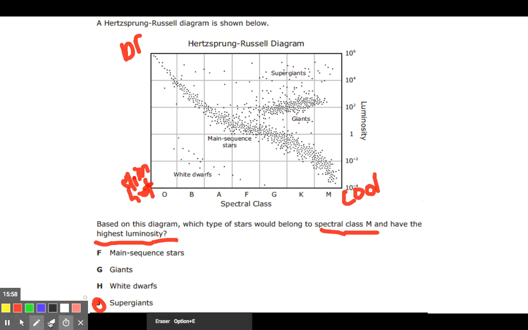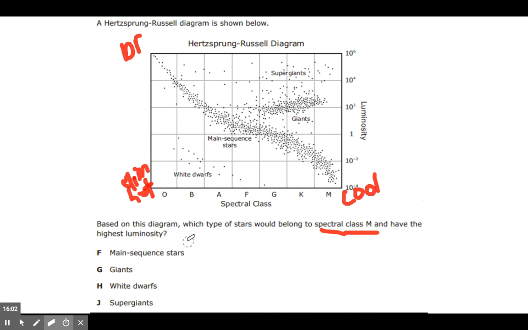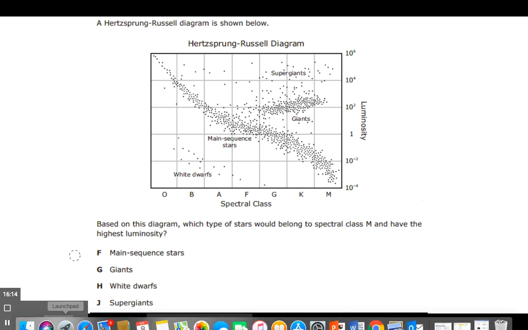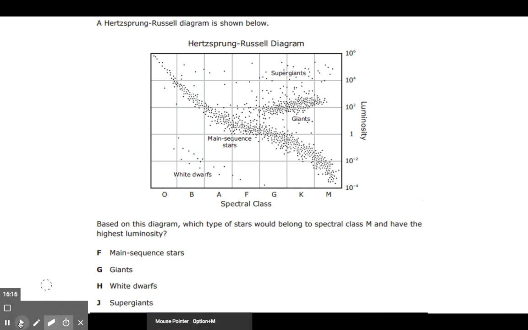All right, let me erase the screen. There's no one-click erase button, so I have to do this manually. Just give me a second. All right.